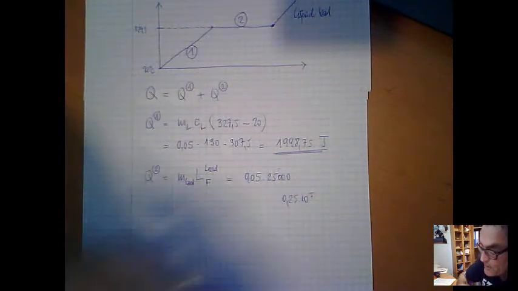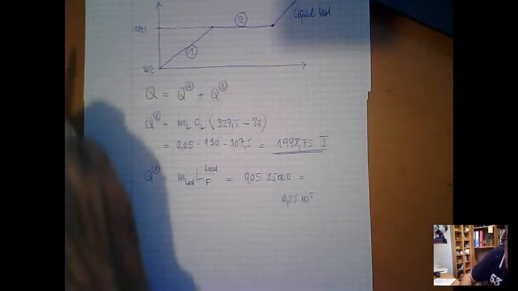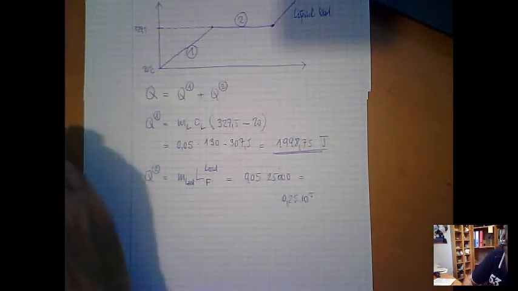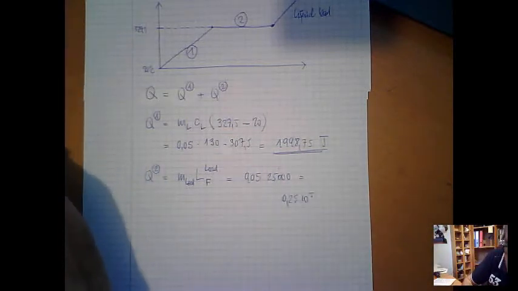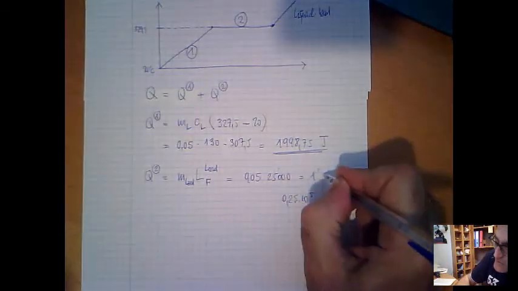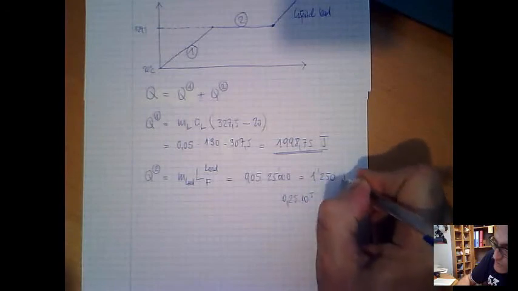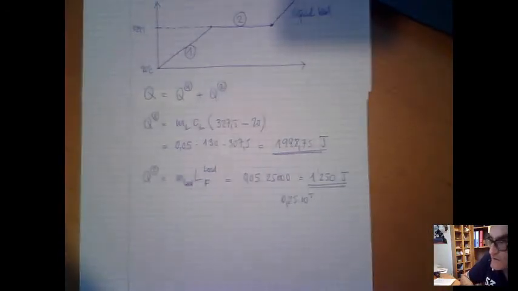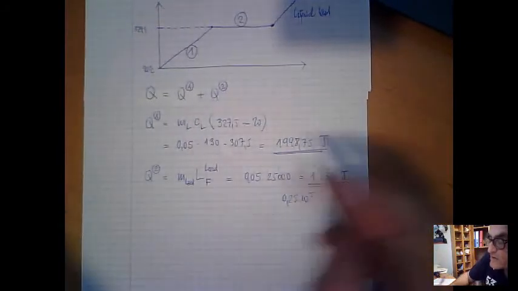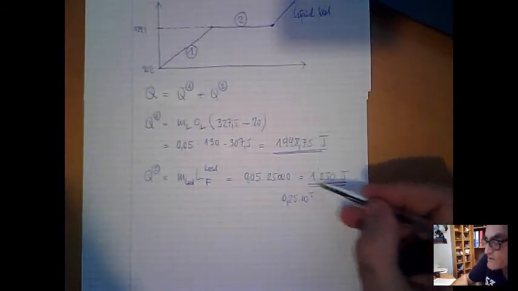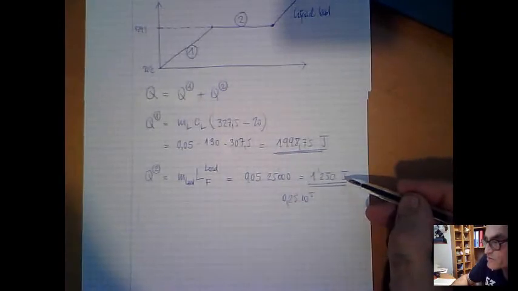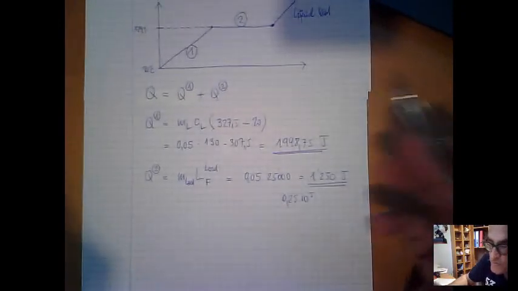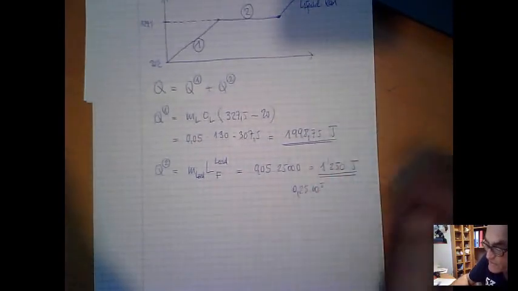Okay, and now I can compute that. 0.05 times 25,000 gives us 1,250 joules. Okay, so you see it's not negligible at all. Usually this phase takes a lot of energy, not for the lead, but for the water, for instance, it takes a lot of energy.